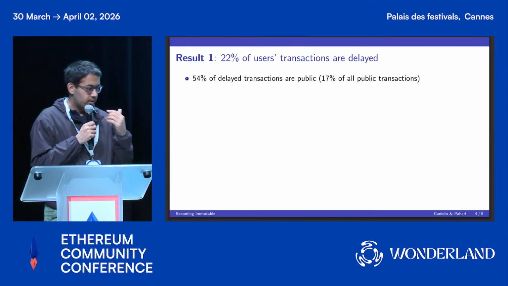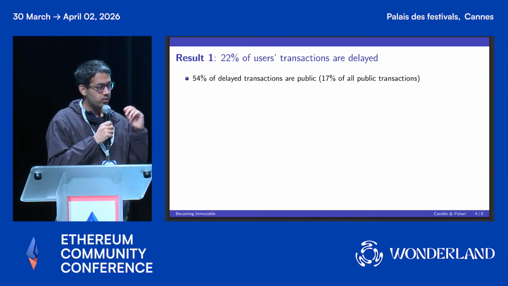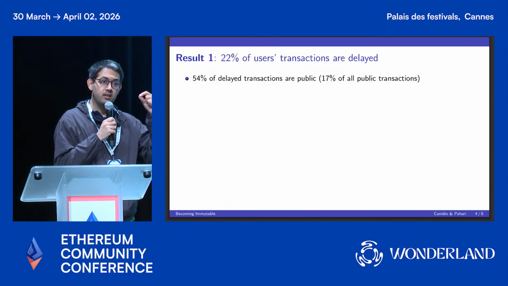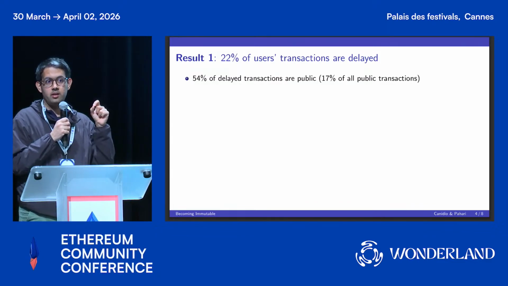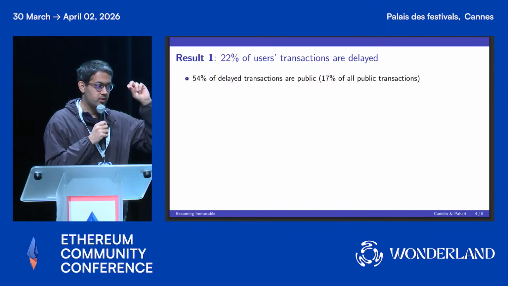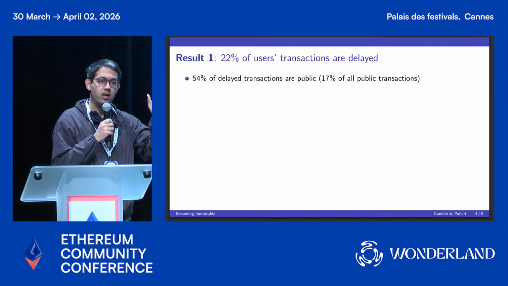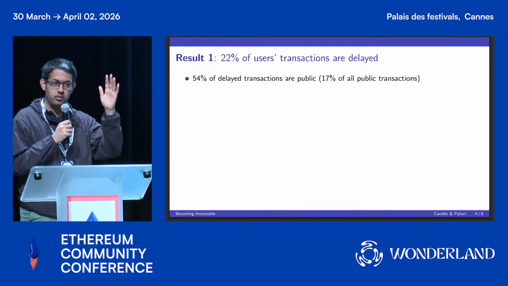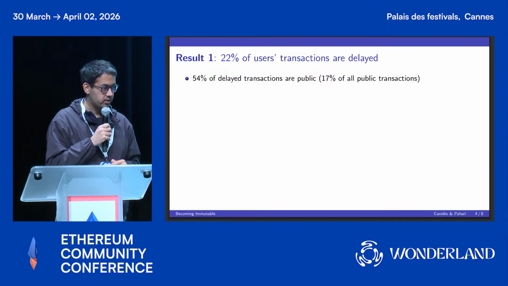Now if we look at the results, it's quite striking that 22% of user transactions are delayed, meaning that they're not included in the block in which they first appear in our data set. They were included by some builder. It was possible that they would have been included in that block, but they had to wait longer, normally 2 or 3 blocks longer, in order to actually get in.